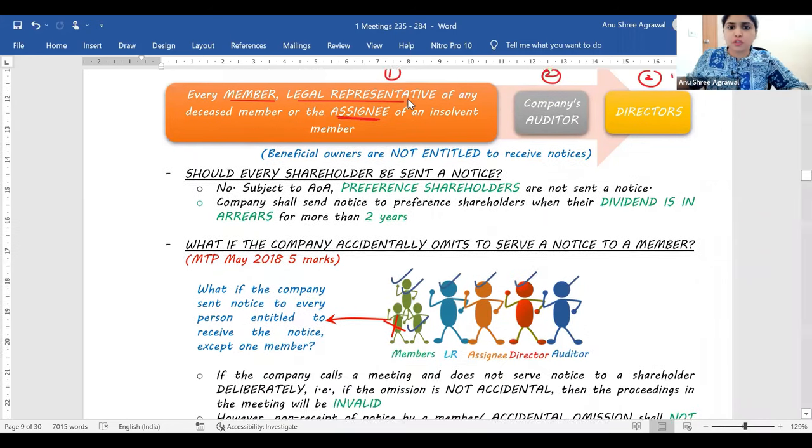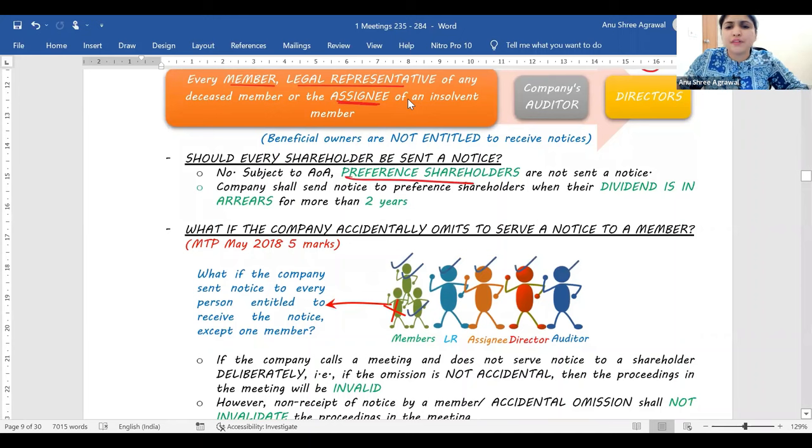Should we send the notice to every shareholder? Preference shareholders and all, not required. But if for the last 2 years continuously I don't pay them any dividend, then even they can vote in every resolution of the company just like equity shareholders. So in that case, even to preference shareholders, I can give the notice.